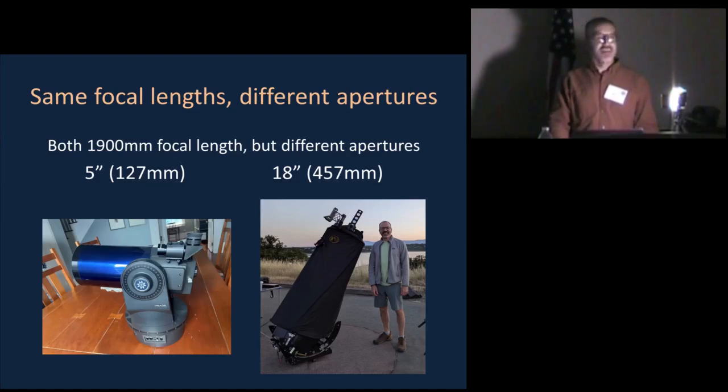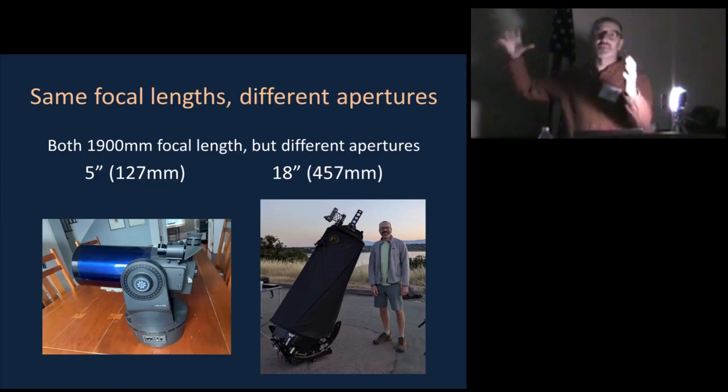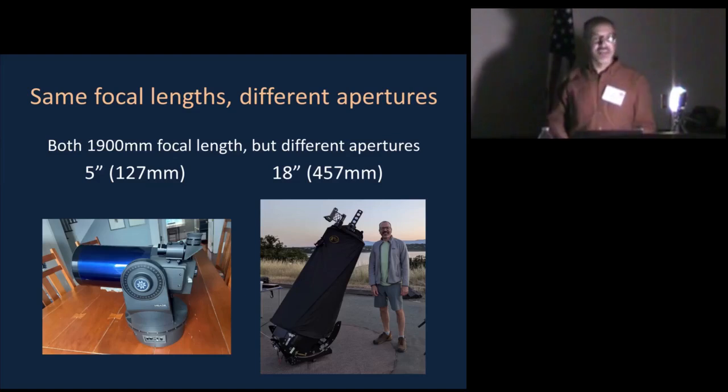In some cases, if you're looking at those faint objects, you're going to want that big mirror to get as much light as possible. However, if you're looking at things within the solar system, if you have a big mirror, you're getting a lot of light, but you're also getting all the turbulence and all the distortion from the atmosphere in that 18 inches versus the small 5 inches that you see in the other telescope. So if you're doing solar system observing, the smaller telescope may be more appropriate.